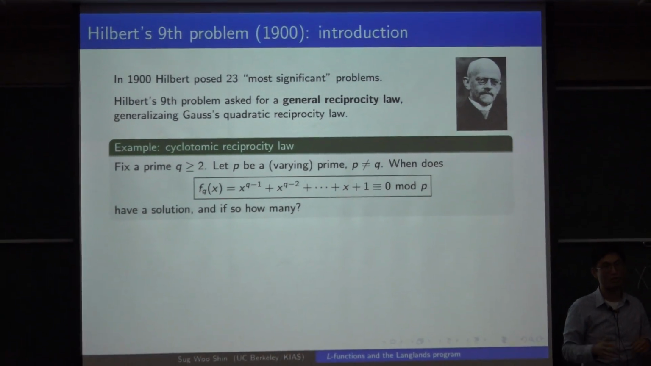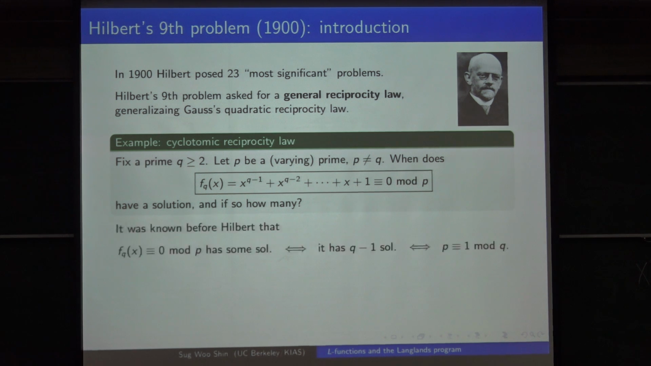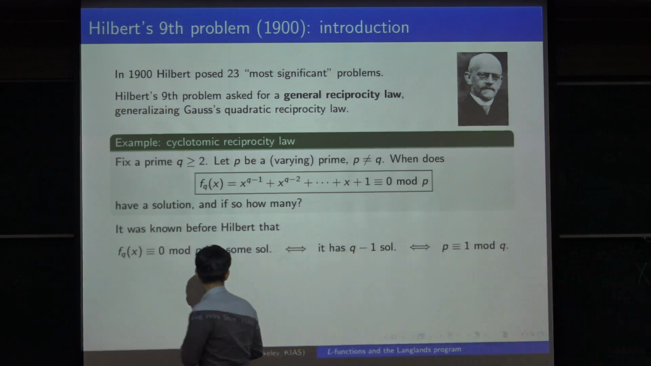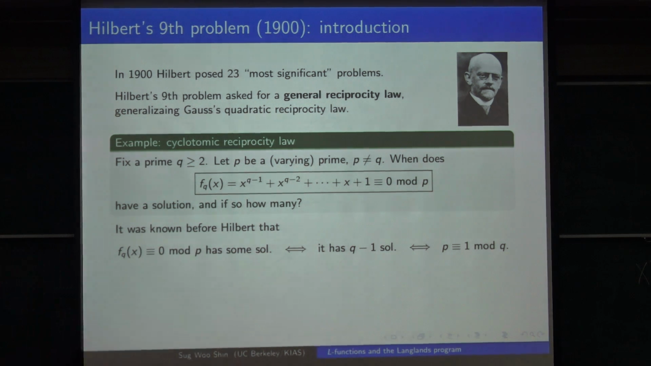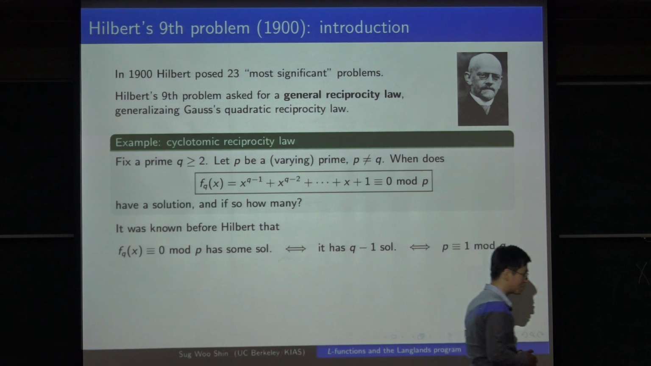So it's the same type of question as in quadratic reciprocity. I'll just tell you the answer. You can run some experiments, but it turns out that it has a solution if and only if it has all possible solutions, q minus 1 solutions, equal to the degree, if and only if p is 1 mod q. Well, that's a deep result, but from today's standard, it's not terribly difficult.